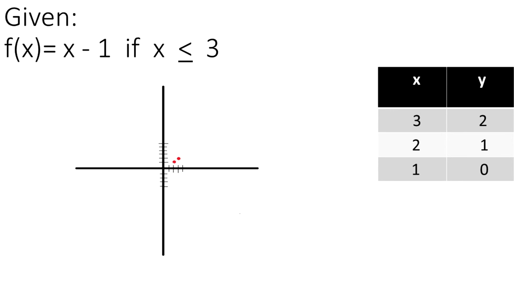For the next data, we're going to count 2 steps to the right and 1 step upward. And of course, we're going to mark it with a red dot. For the last data, we're going to go 1 step to the right and no steps upward or downward because y is equal to 0. Therefore, we're just going to leave it there. To finish the graph, we're just going to put a line connecting those 3 dots. And then we're done graphing piecewise function equations.